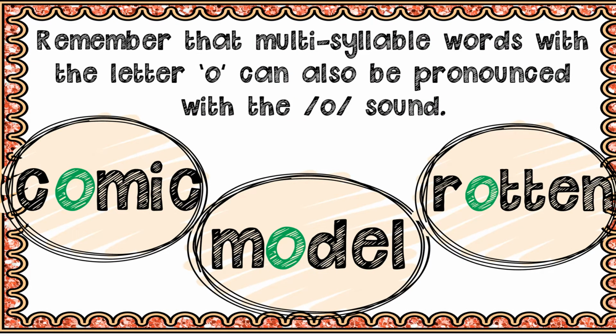Remember that multisyllable words with the letter O can also be pronounced with the ah sound. If you look at words like comic, your syllable break is after your M. Since your syllable break is not right there with your O, it's going to make that short O sound, ah. So let's read these words together. Comic, model, rotten.